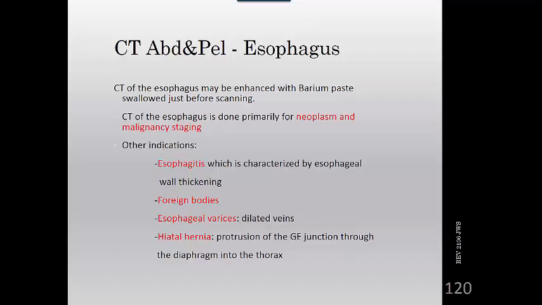The CT of the esophagus is done primarily for neoplasm and malignancy staging. The other indications are esophagitis, which is characterized by esophageal wall thickening. We can look for foreign bodies, esophageal varices, which are dilated veins, and hiatal hernias, which are a protrusion of the GE junction through the diaphragm into the thorax. And those can be quite large sometimes. We'll have to go way up on our top scan lines to catch that.